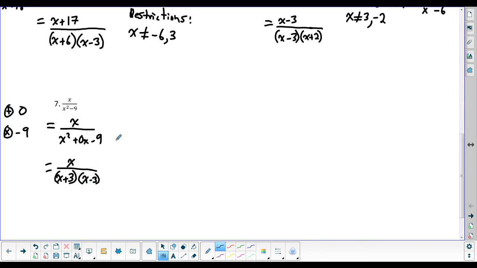Okay, anyways, we've factored now, so let's state our restrictions. So restrictions. Okay, so from the left bracket, x can't be negative 3. From the right bracket, it cannot be positive 3. All right, and that's all for this lesson.